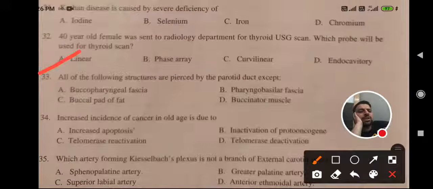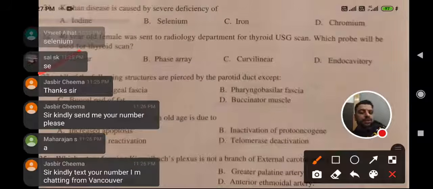Question: All of the following structures are pierced by the parotid duct except buccopharyngeal fascia, pharyngobasilar fascia, buccal pad of fat, buccinator muscle. Which is not pierced by the parotid duct?